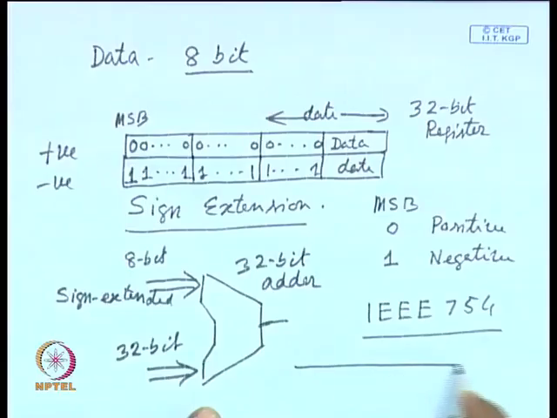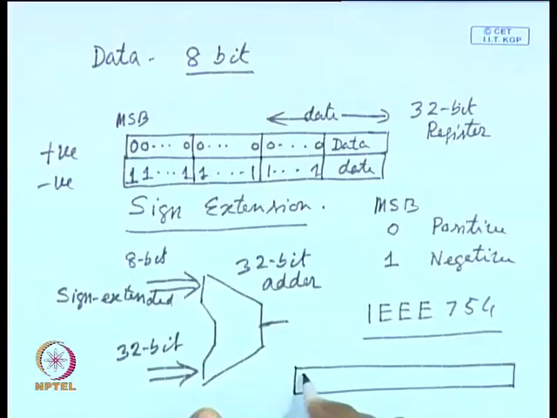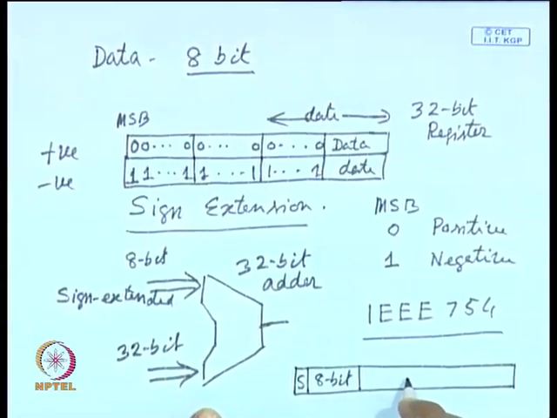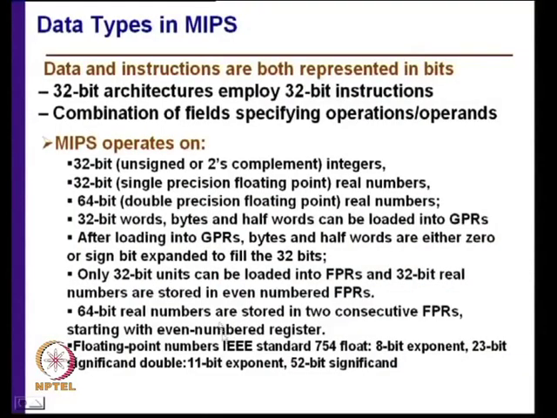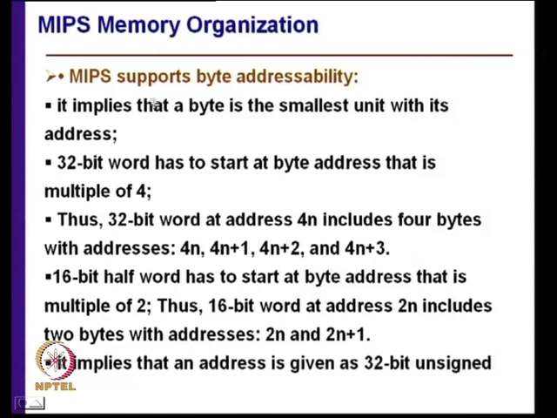That means, what you are doing here, you are dividing 32 bit, here you have got sign bit and then 8 bit exponent, and then the remaining bits are 23 bits significand. Okay, so this is 23, this is 8, this is 1, that makes 32. So this is how the floating point numbers are represented, and the MIPS processor can do processing on these different types of data: byte, word, single precision, double precision floating point numbers, and so on. So, these are the data types in MIPS, and I have already explained MIPS supports byte addressability.